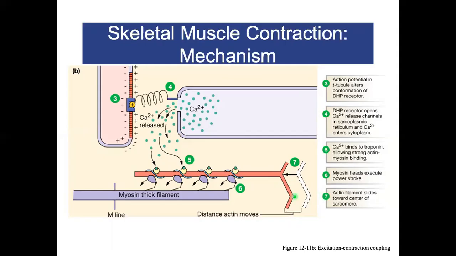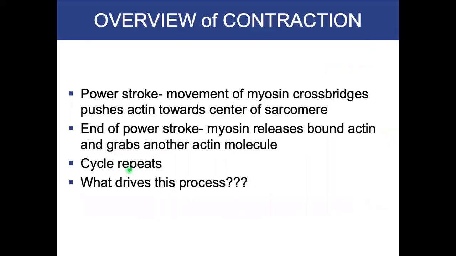Okay, and so look at number 7. This is a distance that actin moves. The actin's going to move towards the M line. Okay, so power stroke, movement of myosin cross bridges, pushes actin towards the center of the sarcomere. At the end of the power stroke, myosin releases that actin and grabs another actin. And the cycle keeps repeating.